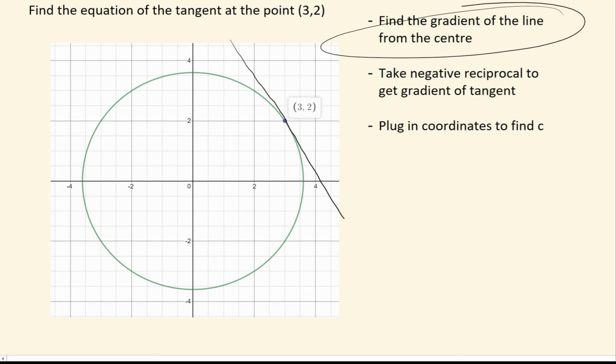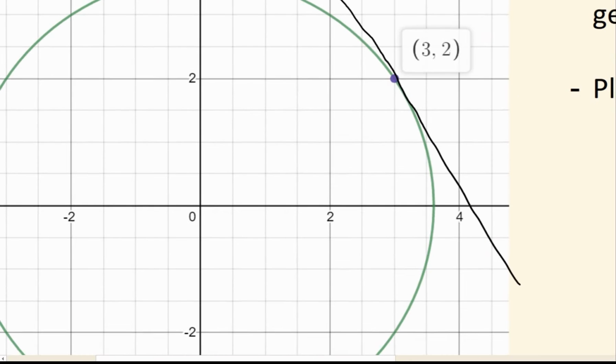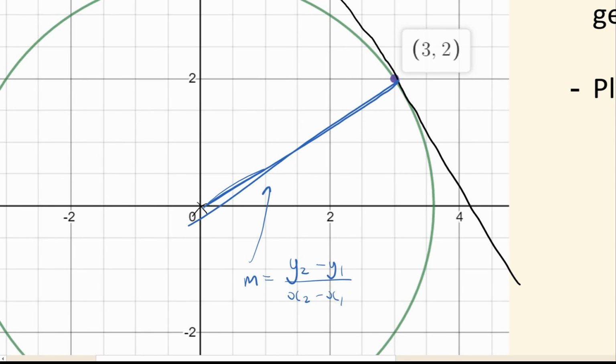First step, we're going to find the gradient of the line from the centre. So what I mean by that is, if I drew a straight line from the centre, what would that gradient be? That we can see really easily. We can use the formula m is y2 minus y1 over x2 minus x1. This one's really easy because I'm going from the origin. So if I call that x1 and y1, I'm just left with y2 over x2, which is going to be 2 over 3. So the gradient of this line is just 2/3.